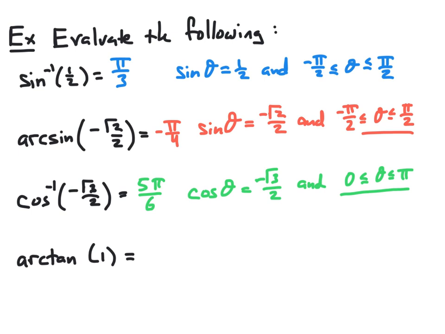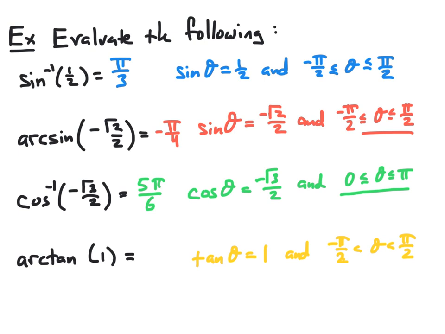For our last part, we want the arctangent of 1. This is looking for the angle theta whose tangent is equal to 1, and theta is somewhere between negative pi over 2 and positive pi over 2. We don't know a lot of tangent values, but tangent of 1 is probably an angle that we do know.